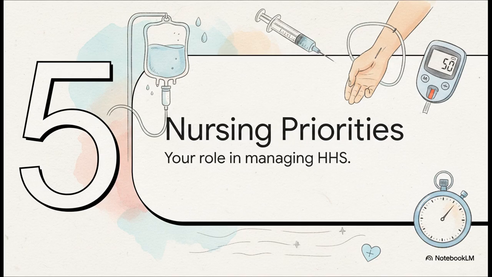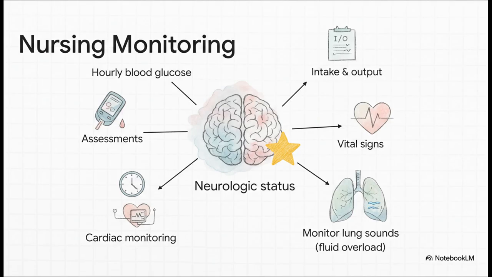Okay, so the doctor has ordered the fluids and the insulin. Now let's really focus on your crucial role as the nurse. What are you going to be looking at, assessing, and doing, minute by minute? An HHS patient requires intensive one-on-one monitoring. You are going to be checking their glucose every single hour. You're tracking every single drop of fluid going in and coming out. But what's the best way to know if your treatment is working? It's their neurostatus. As you rehydrate their brain, you should see that confusion and lethargy start to get better. That's your most important assessment, bar none.